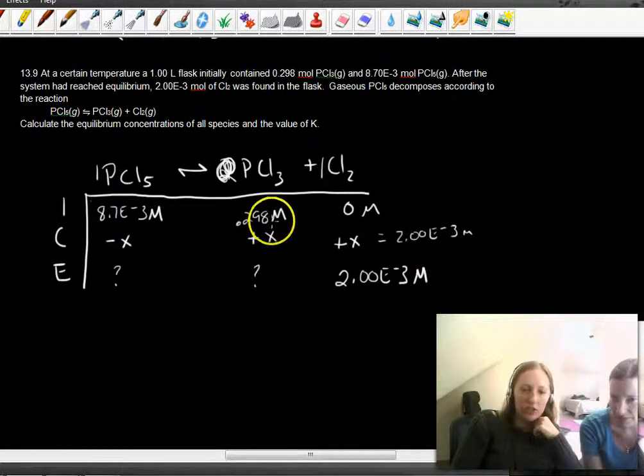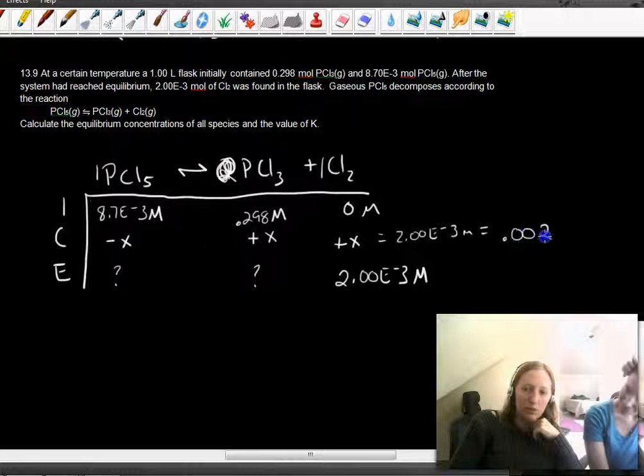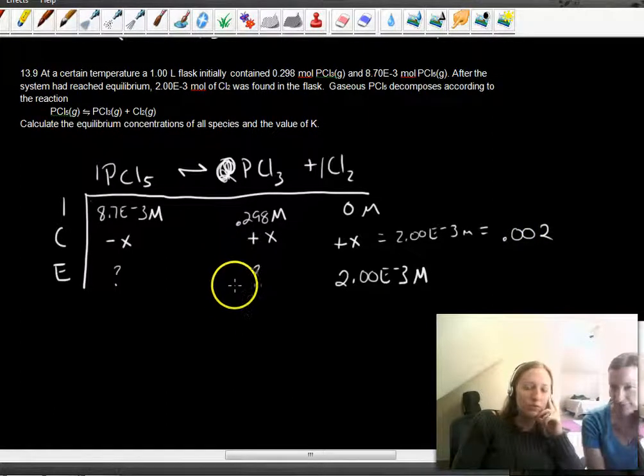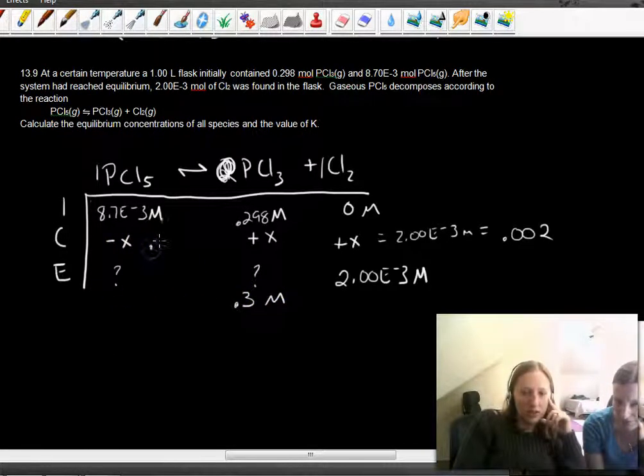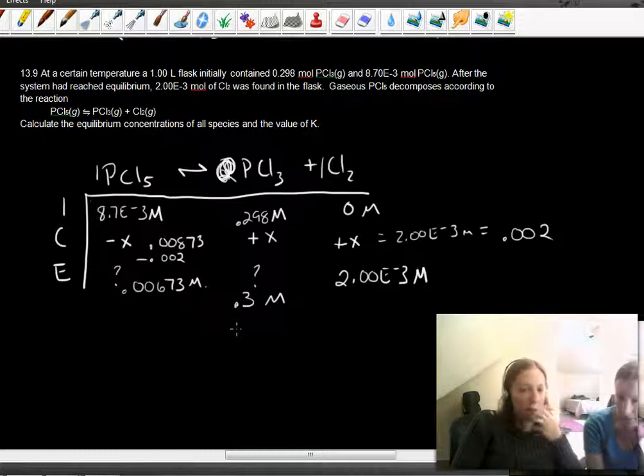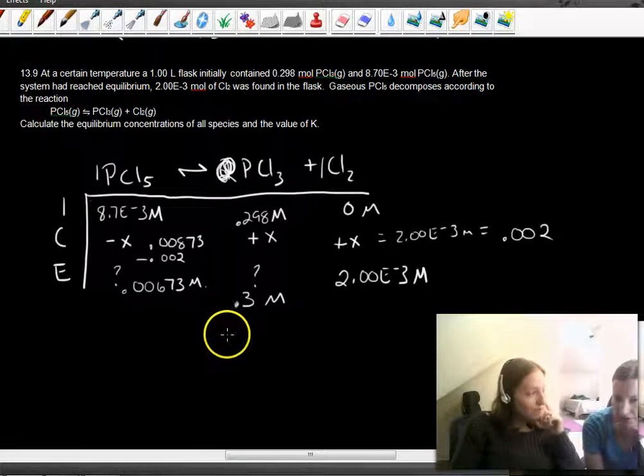So this is 0.298 plus this, which, by the way, is 0.002. What's 0.298 plus 0.002? 0.3 molar. And what is 0.00873 minus 0.002? 0.00673. Bam. There are our equilibrium concentrations.